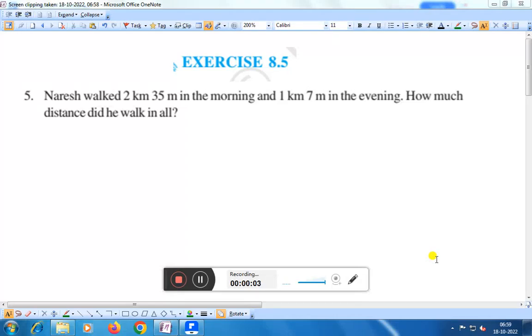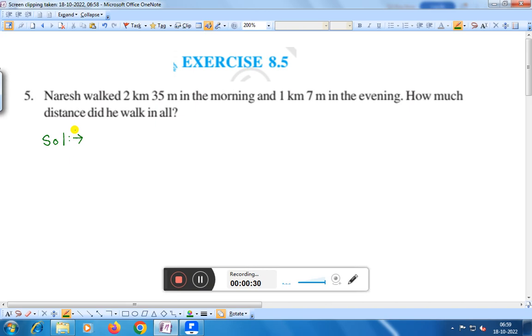Hello everyone. Today we shall discuss exercise 8.5 question number 5. Naresh walked 2 km 35 meter in the morning and 1 km 7 meter in the evening. How much distance did he walk in all? Right? First of all, we'll solve this question in this way.